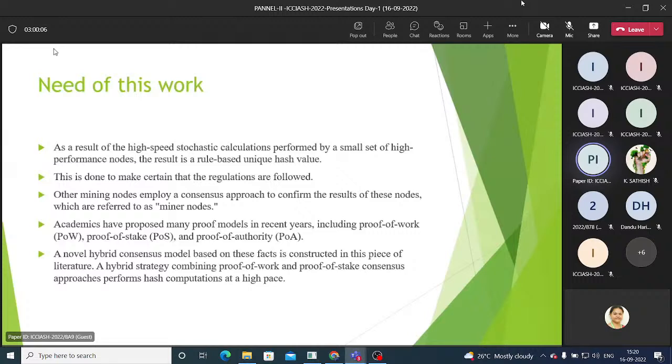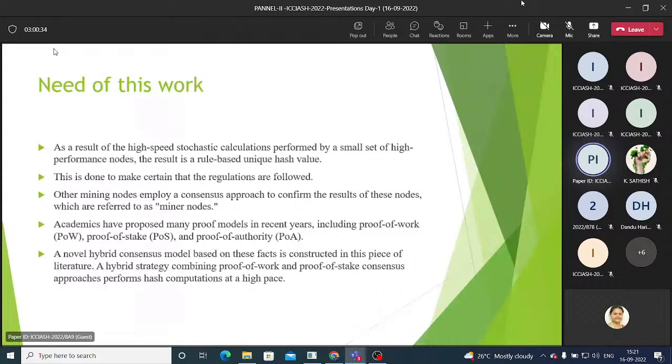As a result of the high-speed stochastic calculations performed by a small set of high-performance nodes, the result is rule-based, and the result is a unique hash value. We should always have a unique hash value for each block. Only then can we say that we are providing the highest level of security to the data. So this is done to make certain that the regulations are followed.